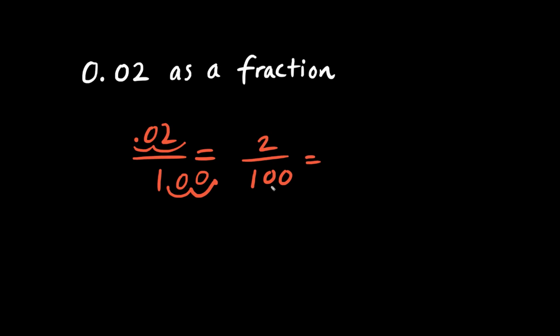Now what is 2 over 100? Divide top and bottom by 2, we have 1 over 50. So this here is a reduced fraction.